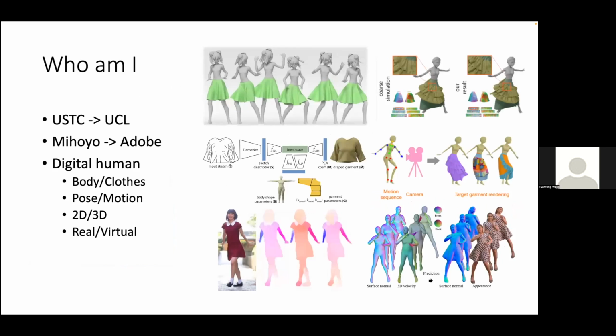Before we get started, I'd like to add a few more words on who I am and what I'm working on. Basically, as Shenju just said, I graduated from University of Science and Technology of China, and then did my PhD at University College London. I worked at MiHoYo as a research scientist, and then at Adobe Research. My main research area is digital humans.